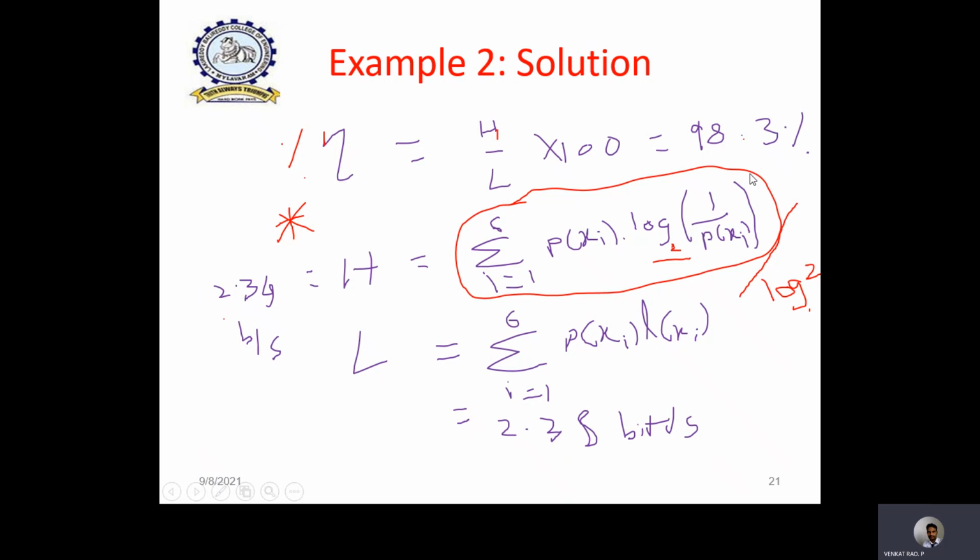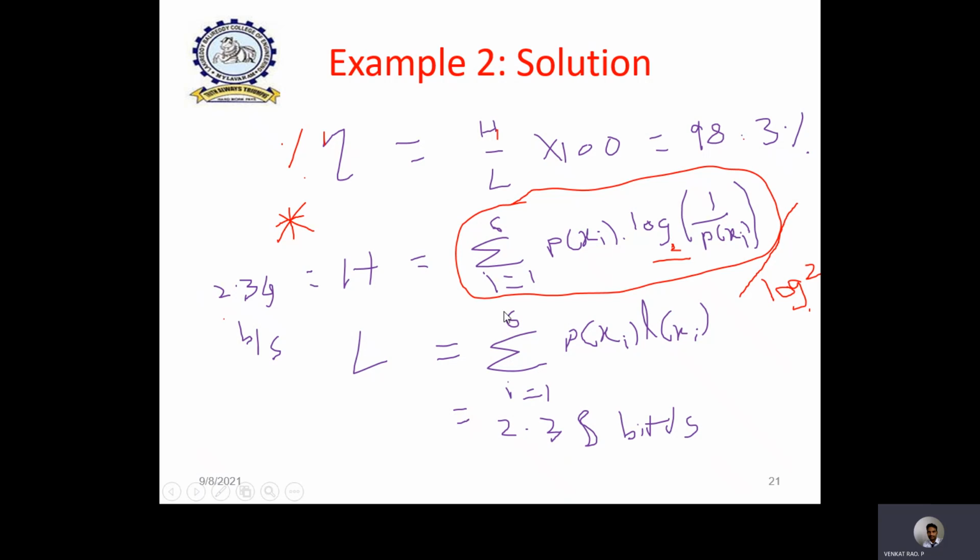So finally we get some kind of percentage of efficiency as 98.3%. That indicates that the code is 98.3% efficient. Like that, you can easily calculate the coding efficiency for any example. It is just a calculation part. By using your calculator, you can do this in a very easy way.